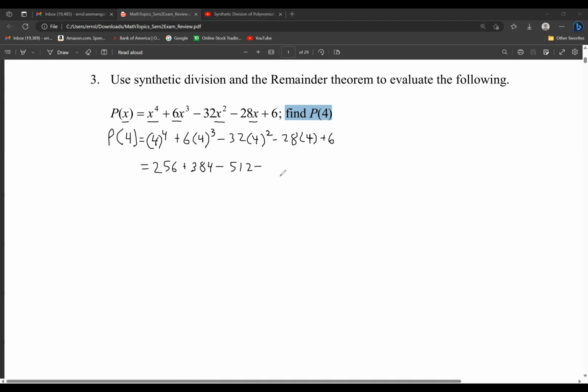Minus 28 times 4. 28 times 4 is 112 plus 6. Are you with me on that? Yes. All right, so 256 plus 384 minus 512 minus 112 plus 6 is 22. Would you just double check that for me? I'm going through with my calculator.